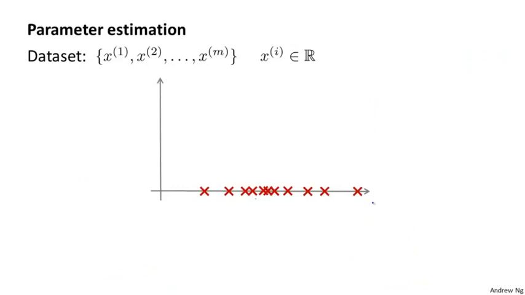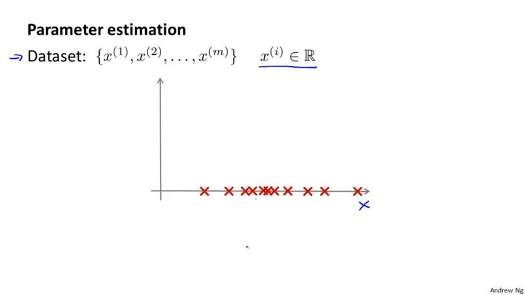So what's the parameter estimation problem? Let's say we have a data set of m examples, so x1 through xm, and let's say each of these examples is a real number. Here in the figure, I've plotted an example of a data set. The horizontal axis is the x-axis, and I have a range of examples of x, and I've just plotted them on this figure here.